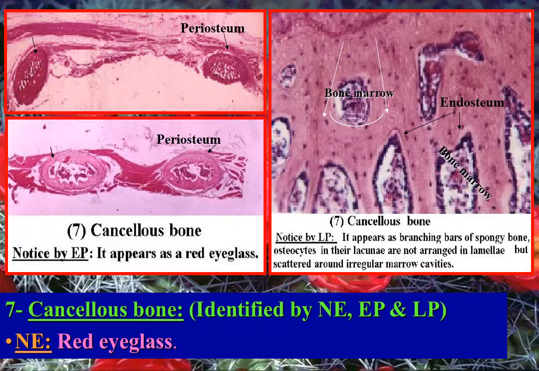It differs from compact bone in the absence of both Haversian system and Volkmann's canals, as osteocytes in their lacunae are irregularly arranged and nourished by diffusion through their canaliculi from the multiple marrow cavities.